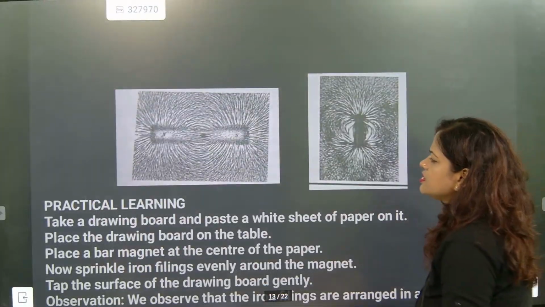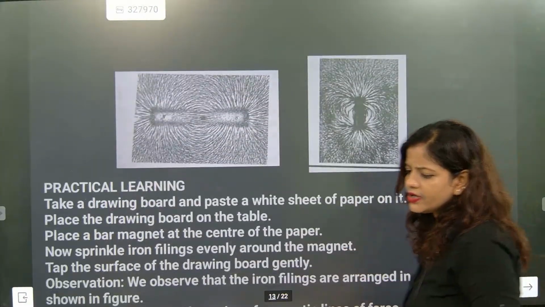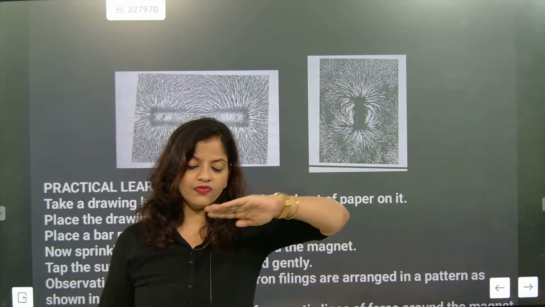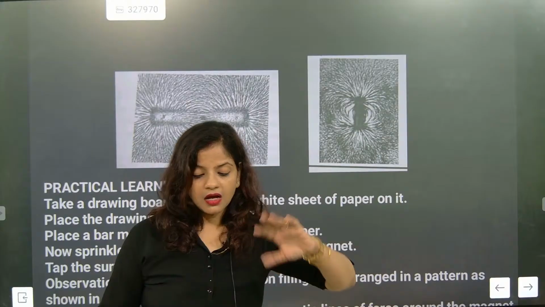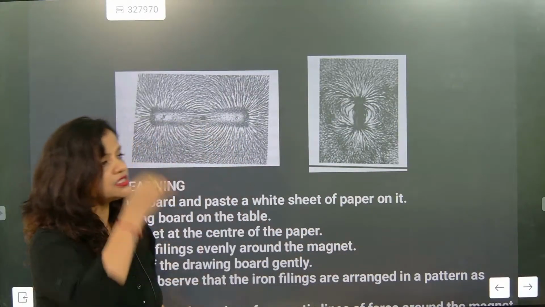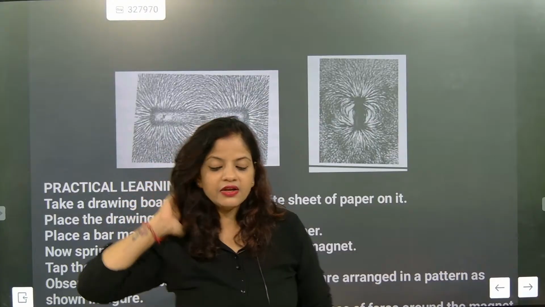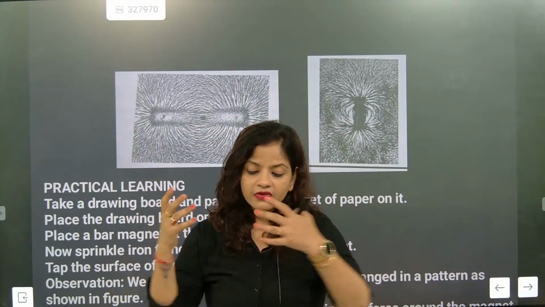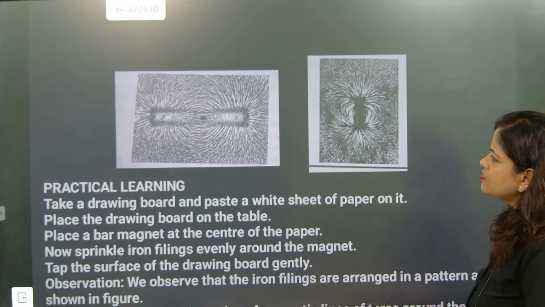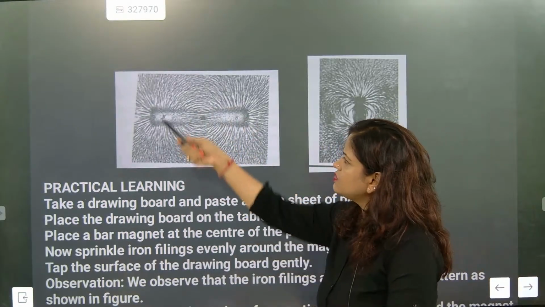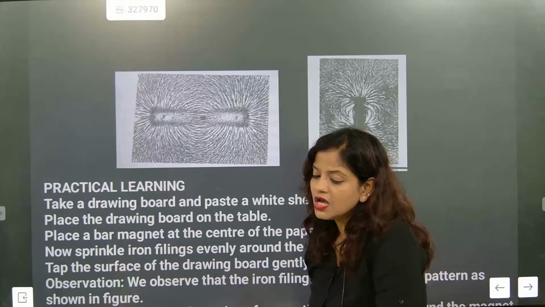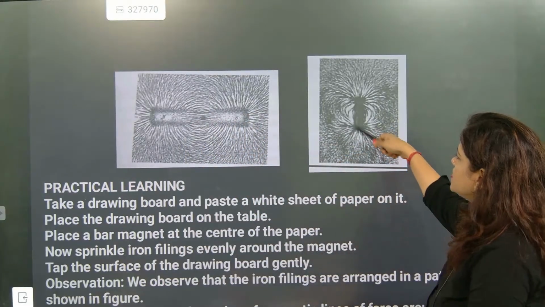Now this is a practical learning. What we can do is take a cardboard, and on one side of the cardboard we will fix a magnet, and on the opposite side we will put some iron filings. These iron filings will do one work, beta. These iron filings will align themselves like this. Can you see the iron filings alignment? See how strong the magnetic field lines are and how nicely they are making closed curves. So strong magnetic field lines will be generated.